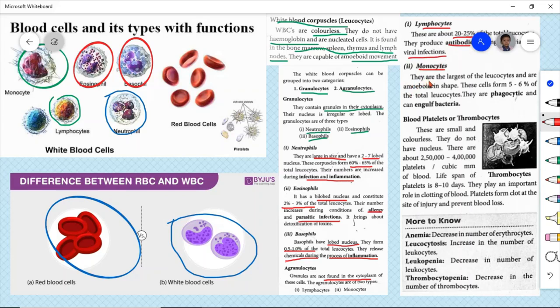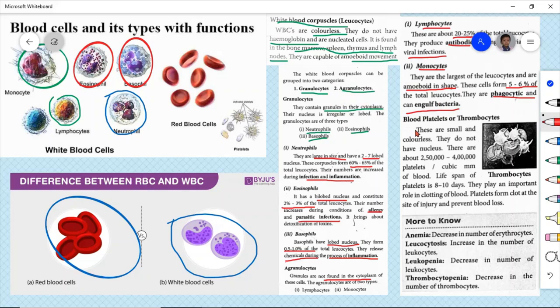And the second one is the monocytes. They are amoeboid in shape. There is no definite shape. The cells form 5 to 6% of the total leukocytes. They are phagocytic, can engulf bacteria. Why is it known as phagocytic in nature? It swallows or engulfs the bacteria. So this is about white blood corpuscles, the second formed element.